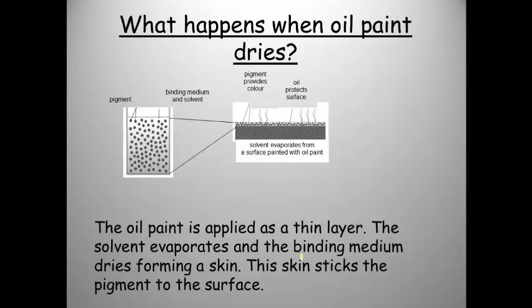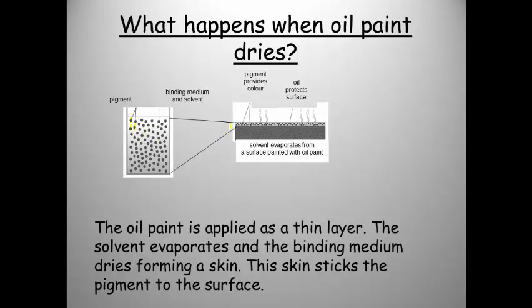Now, there are two kinds of paints I'm going to teach you about. There are oil-based paints and there are emulsions. This is an oil-based paint, and you can see from this diagram that the pigment is obviously the coloured bits in the paint, and you've got a binding medium and a solvent in there.